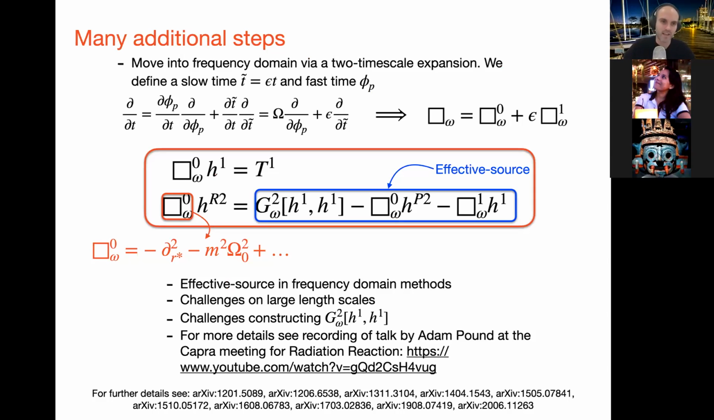So this is, again, just some of the gory details quickly. What we do is we move into the frequency domain, and we do this using a two timescale expansion. We have to do this because the secondary is actually inspiraling. And we can define what we call a slow time, a t tilde, equal to epsilon, the mass ratio, times t, and a fast time. So slow time is basically the radiation reaction timescale, and the fast time is the fast orbital timescale given by phi p, which is the azimuthal angle of the particle.